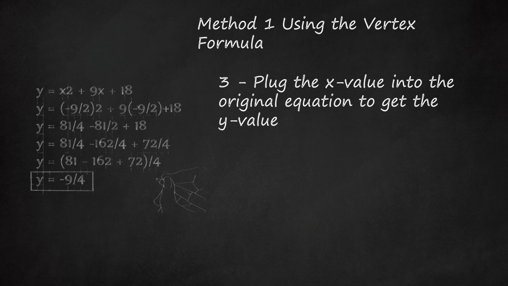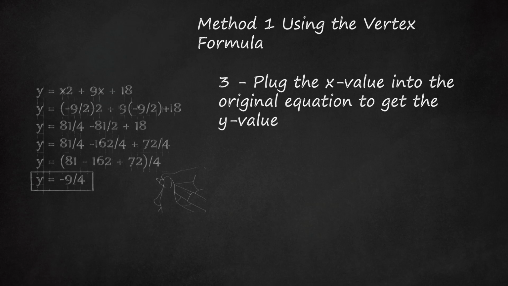You can think of the formula for finding the vertex of a quadratic function as being (x, y) equals (-b/2a, f(-b/2a)). This just means that to get the y value, you have to find the x value based on the formula and then plug it back into the equation.